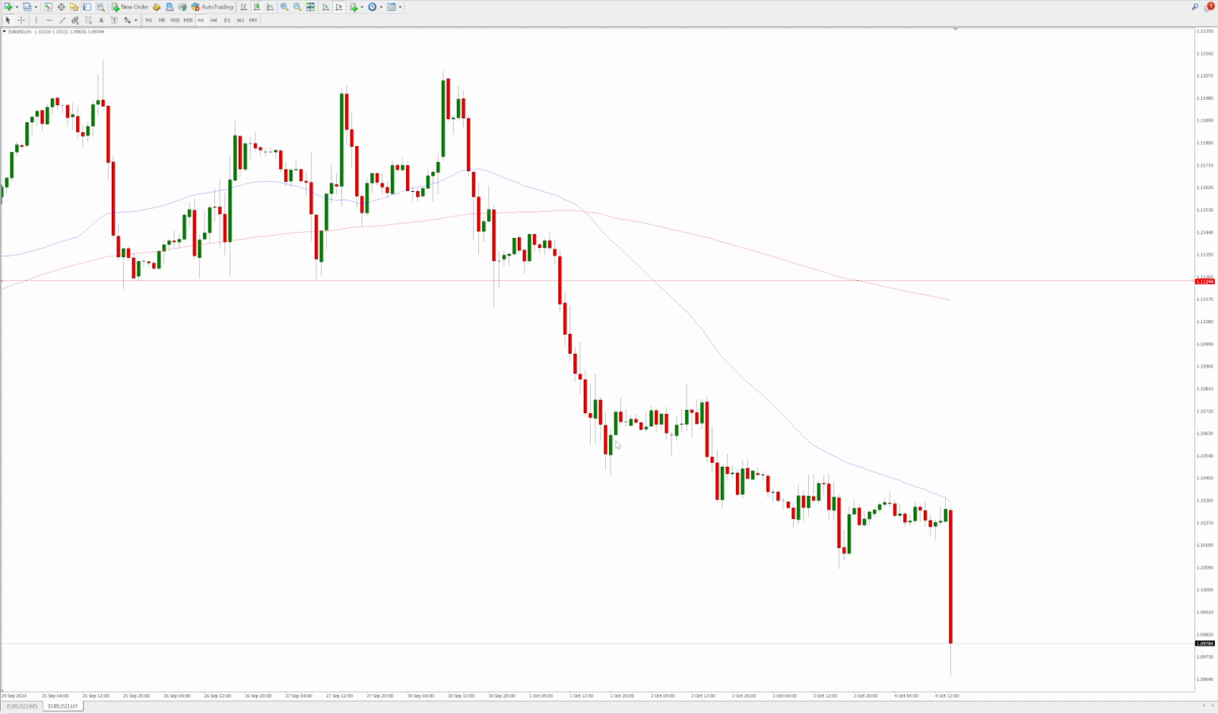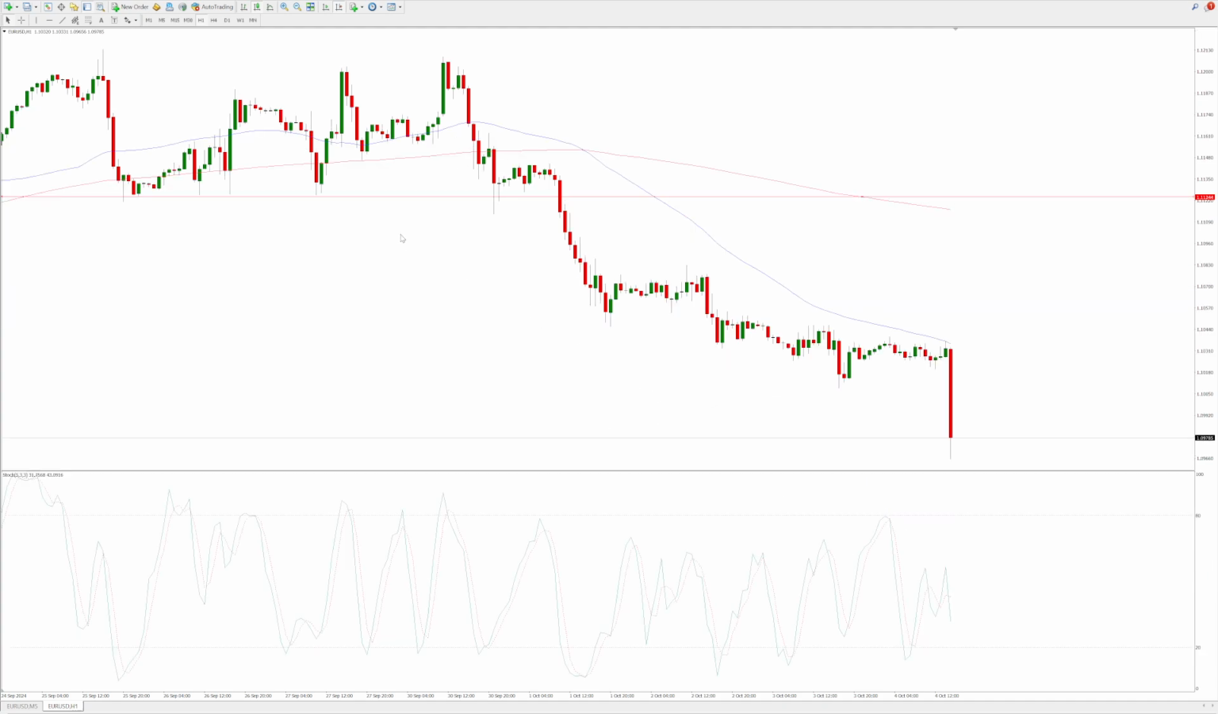So if we put the stochastic oscillator onto the chart here, basically what the stochastic does is it provides entry and exit points during trending markets. You can also use it in ranging markets. However, in this instance, we're looking to sell because the death cross has occurred. So we're going to use the stochastic to time the entry.